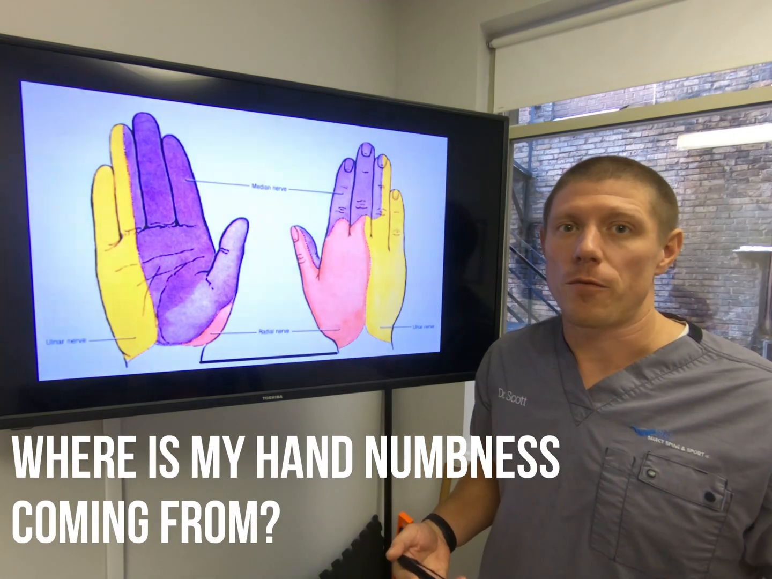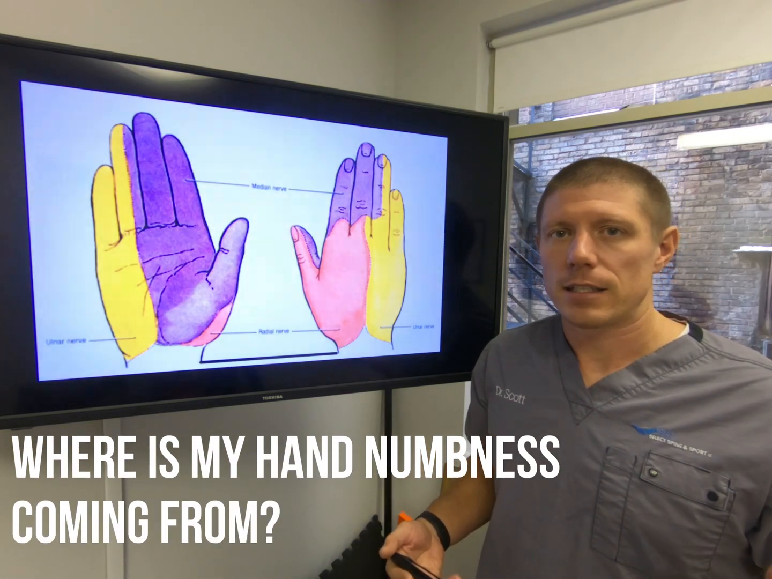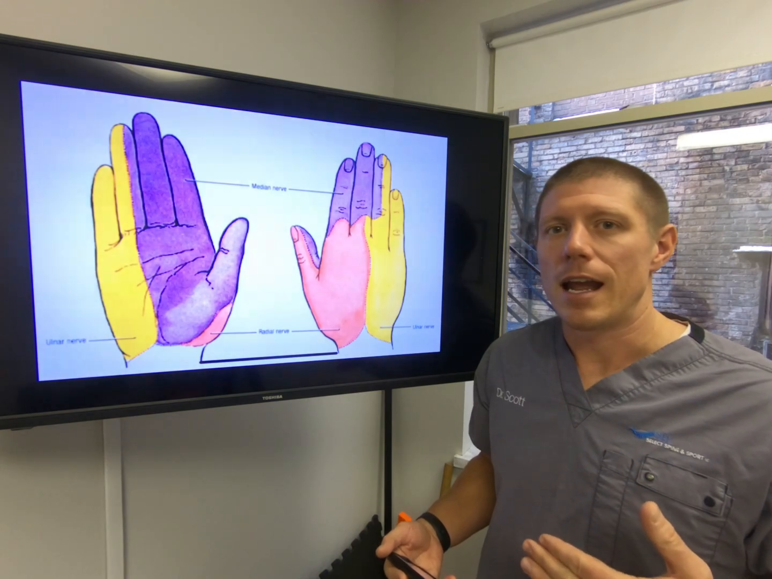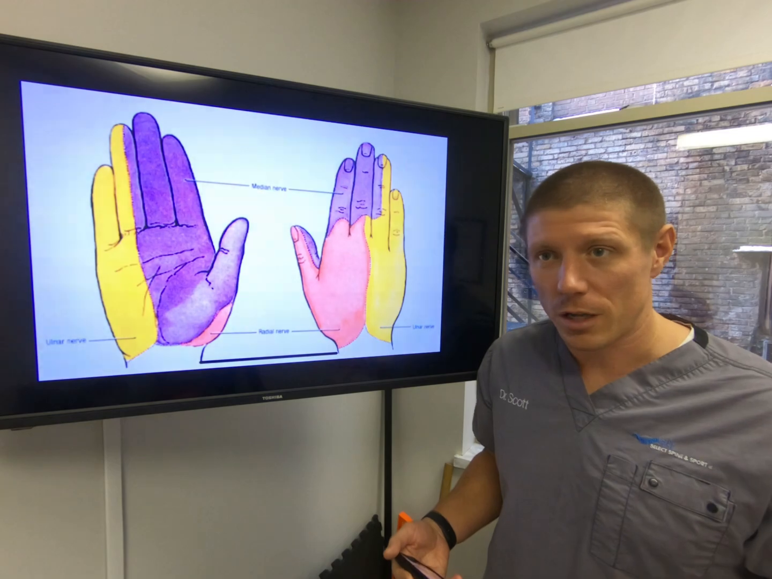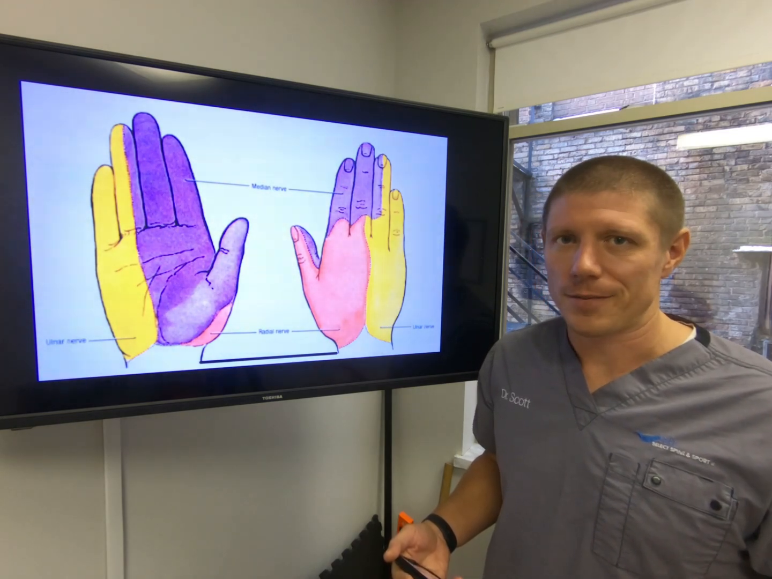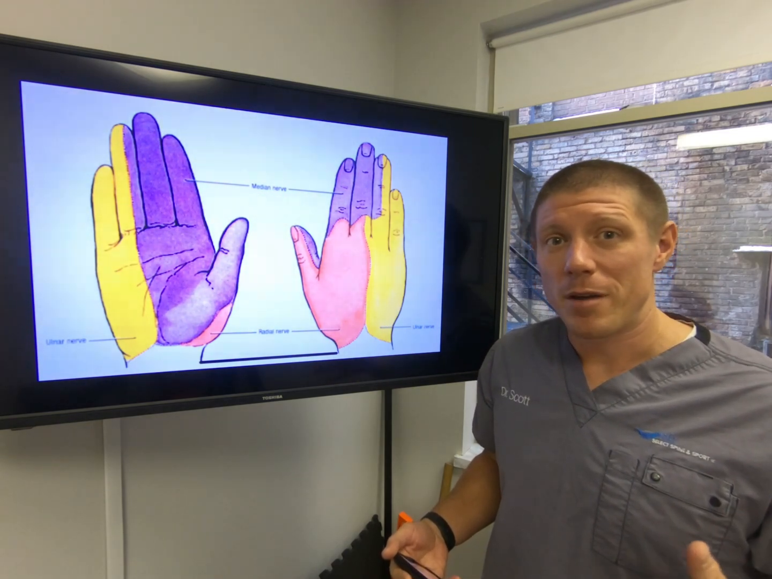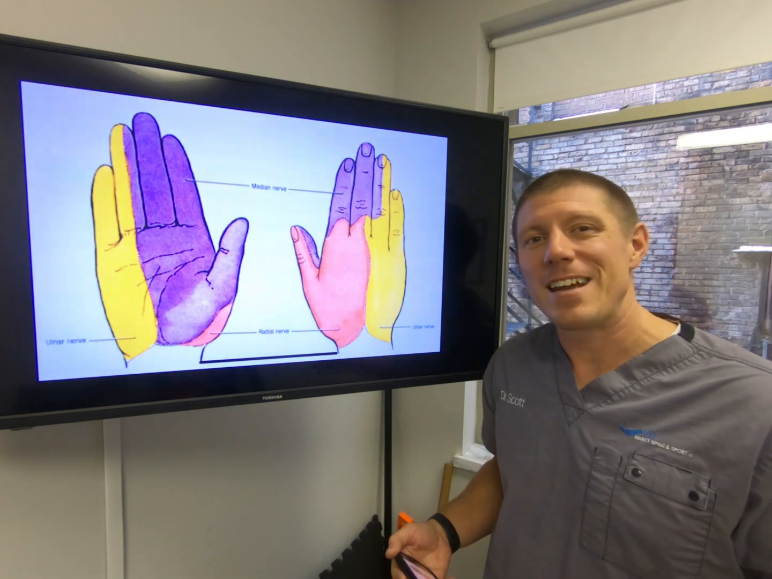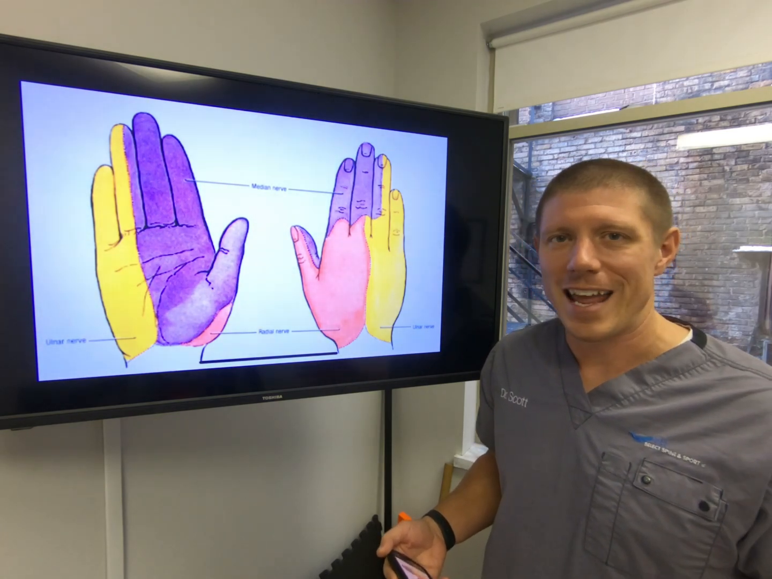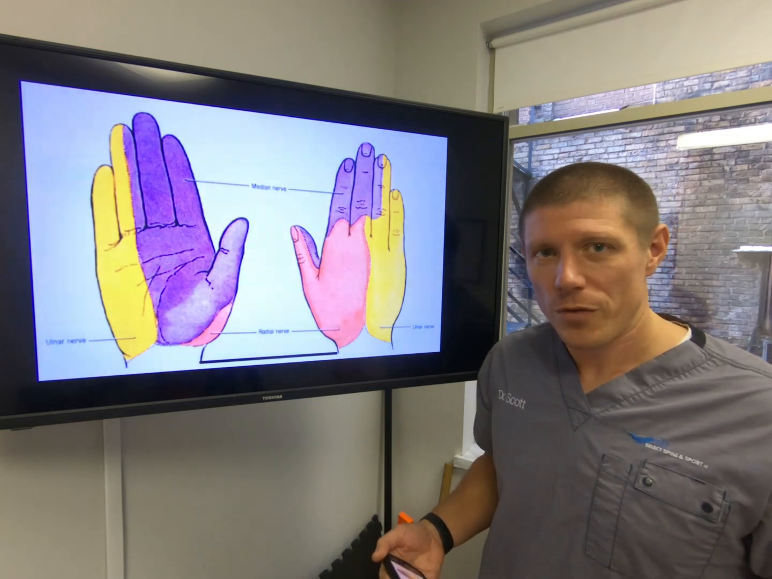So yesterday we went over a video that reviewed how to test and see if adhesion is what's causing the nerve entrapment, causing your carpal tunnel syndrome in your hands. Now, not every bit of hand tingling or symptoms in your hand is carpal tunnel. It can come from different sources. So we're going to go over today what some of those sources are and what they mean.